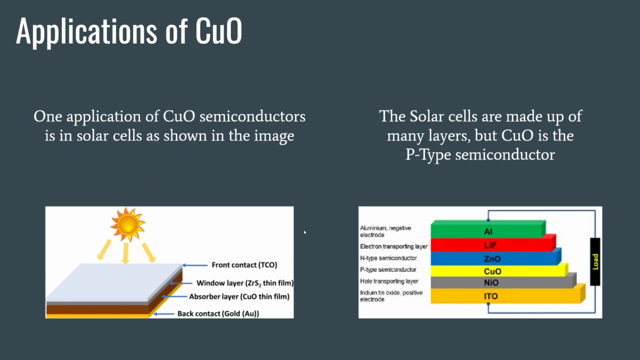So now let's talk about applications of copper oxide. Copper oxide is primarily used for solar cells, as you can see here. It is, with a number of other materials, used to construct solar cells.